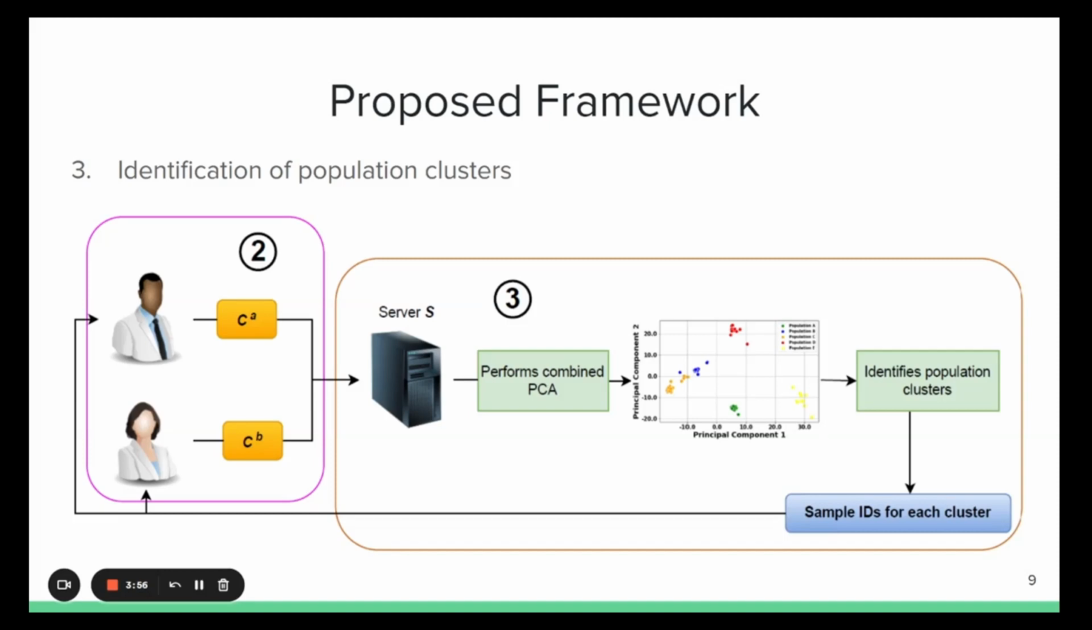In the last step, the researchers send some metadata, which contains the dimensionality reduced data points, or we can also call them PCA coordinates, and the hashed IDs of each sample to the server. The server then calculates the coordinates for all the users coming from multiple researchers. It combines those PCA results and identifies the population substructure and the population clusters. Finally, it sends back to each researcher the hashed user IDs and the label of the population cluster they belong to.